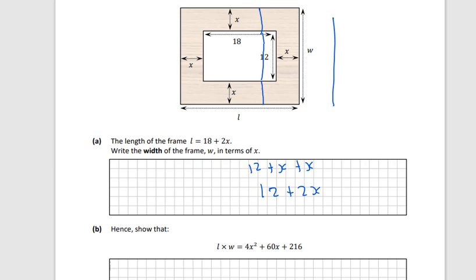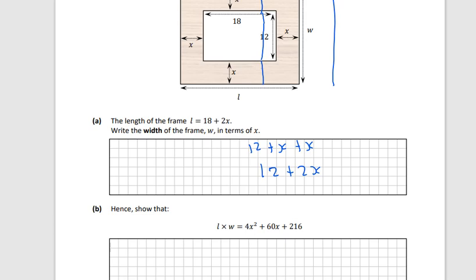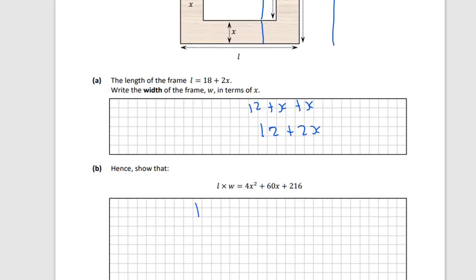Hence show that the length multiplied by the width is that. So the length is 18 plus 2x. The width is 12 plus 2x. We multiply everything out. 12 multiplied by 18 will give us that 216. 18 multiplied by 2x will give me 36x. 2x multiplied by 12 will give me 24x. And 2x multiplied by 2x gives me 4x squared.